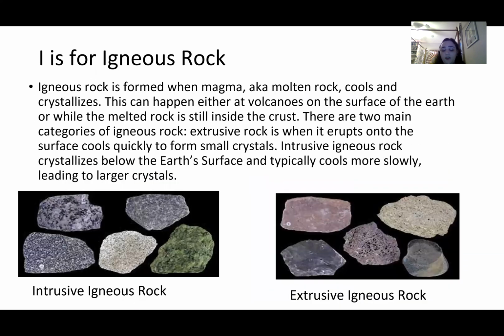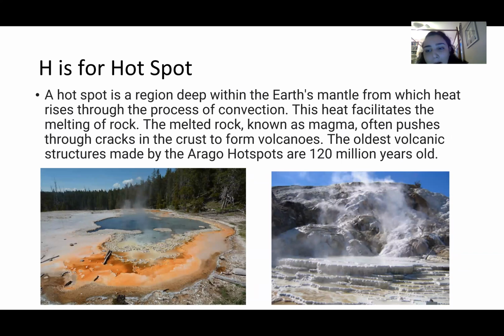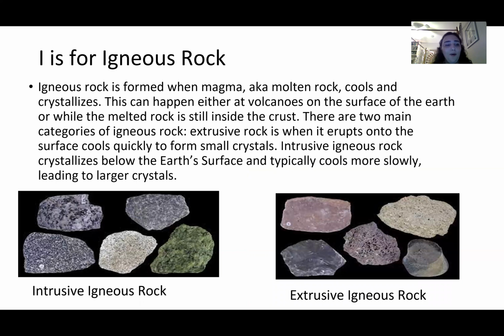The next one I am going to talk about is H is for hot spot. A hot spot is a region deep within the Earth's mantle from which heat rises through the process of convection. The heat facilitates the melting of the rock. The melted rock, known as magma, often pushes through the cracks in the crust to form volcanoes. The oldest volcano structure is made by the Argo hotspots, which are 120 million years old. Wow, that's really old.